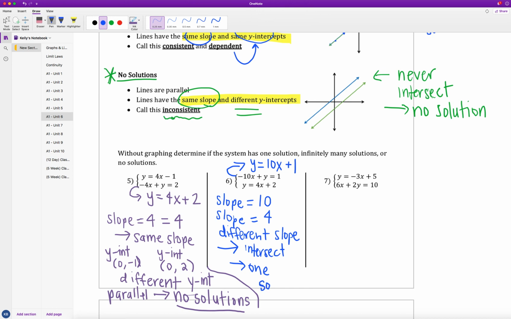Sorry, I don't know why this is delaying so much as I write it out. But since I have different slopes, I end up getting lines that intersect only once, so my final answer then will be one solution.